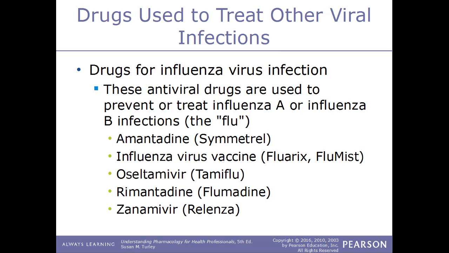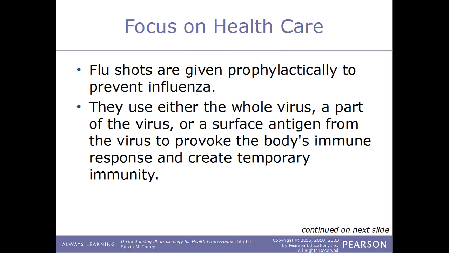And some of these could include amantadine, known by the trade name Symmetrel; the influenza virus vaccine, known as Fluarix or FluMist; oseltamivir, known by the name Tamiflu; rimantadine, known by the brand name Flumadine; and zanamivir, known by its trade name of Relenza. Now, flu shots are given prophylactically to prevent influenza, and these vaccines can either be the whole virus or a part of the virus, or a surface antigen from the virus to provoke the body's immune response and to create a temporary immunity.